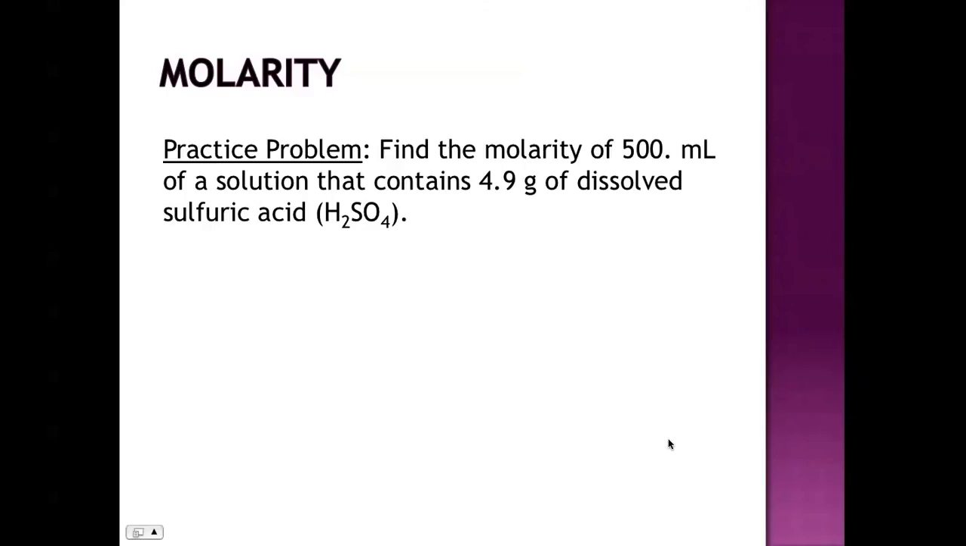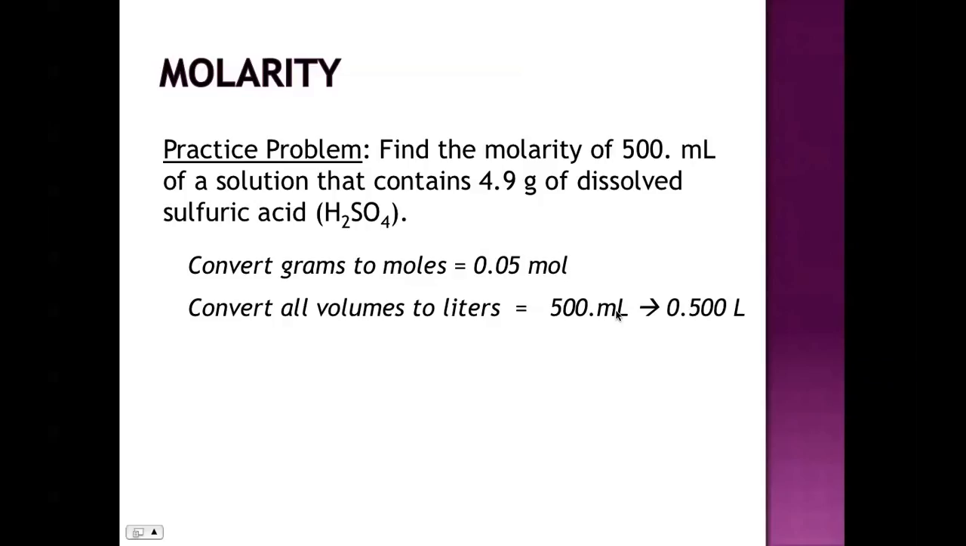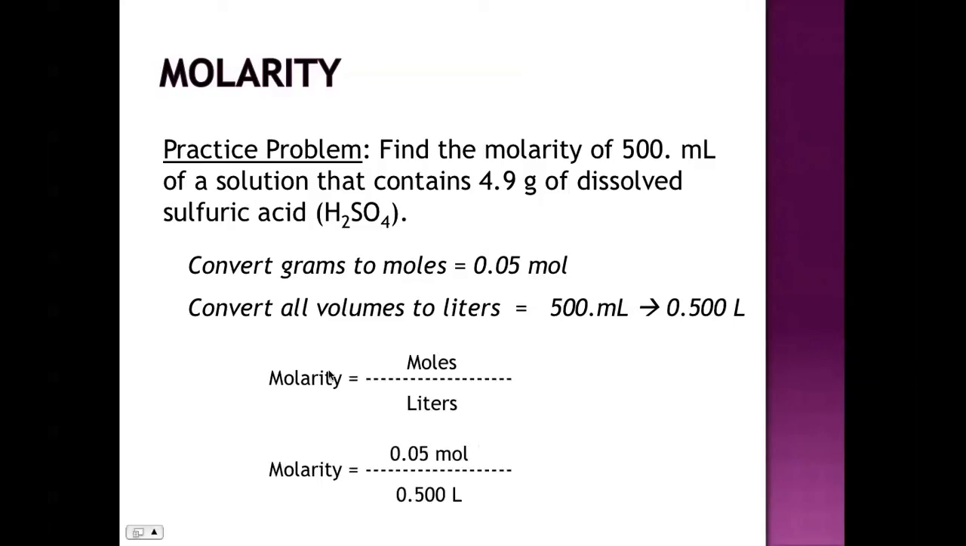Now that we have that in moles, we need to make sure that our volume is in liters, so 500 milliliters. Setting up the dimensional analysis would get you 0.5 liters. Now that I have moles and liters, I can go ahead, fill in my values into the molarity calculation, which is moles over liters, and then I get 0.1 molar solution with a capital M again.